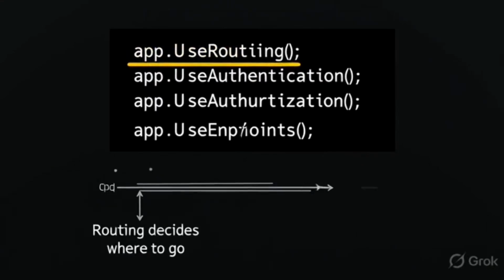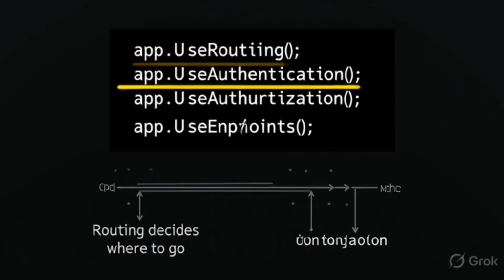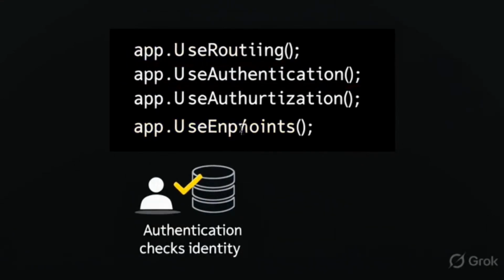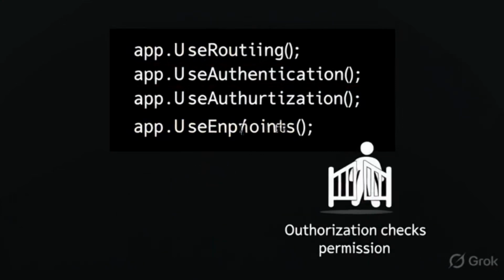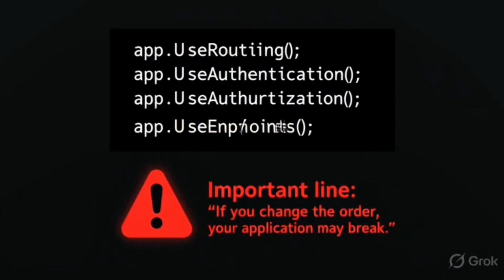Here are 4 key middleware components in ASP.NET Core. Routing decides where to go. Authentication checks identity. Authorization checks permission. Important: if you change the order, your application may break.